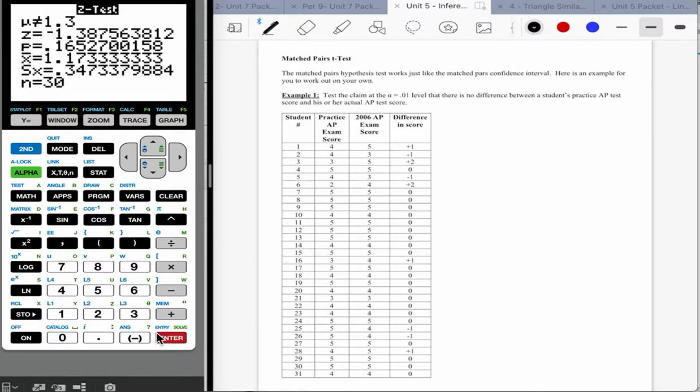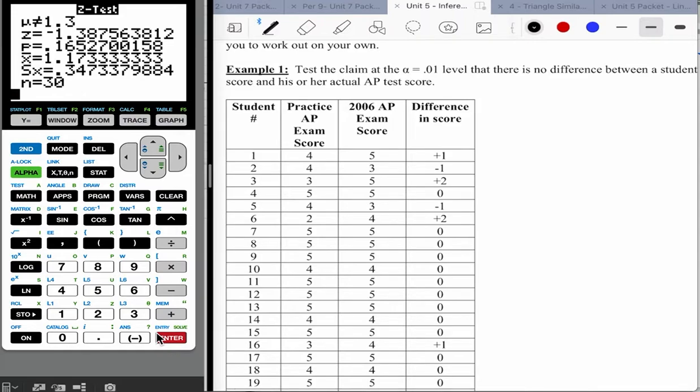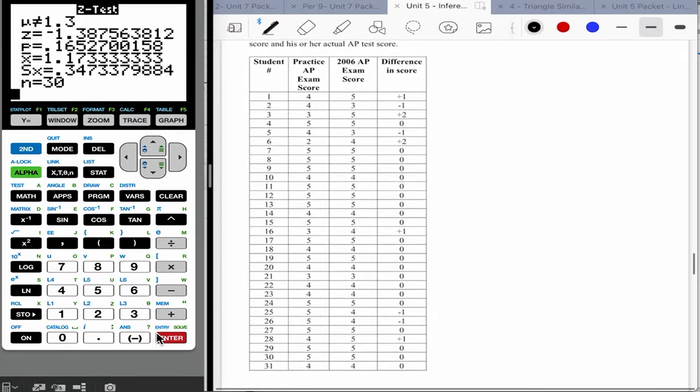So when you're dealing with the matched pairs case, this example was practice AP exam score, actual AP exam score. If a teacher says, okay, we're going to do some review for the AP exam, I'm going to give you a diagnostic before and after, or maybe I'll just do the diagnostic before and then you take the exam. In theory, you should be looking at an increase in value. So what we're looking to determine here is if the mean of the difference is equal to 0. That would be the null hypothesis.